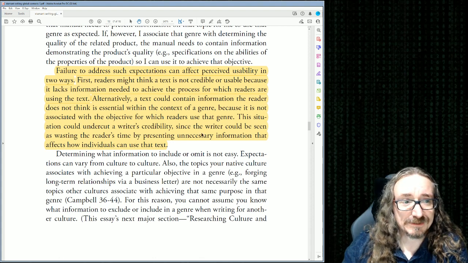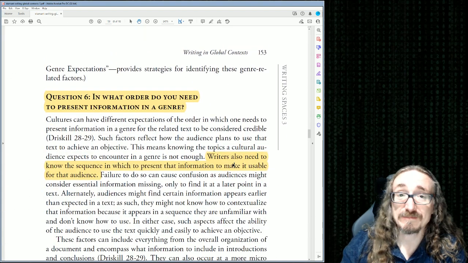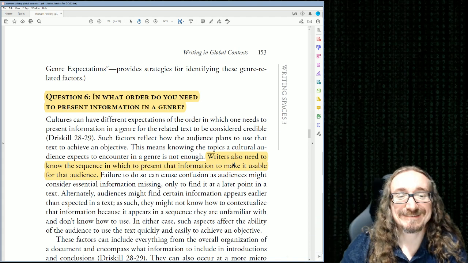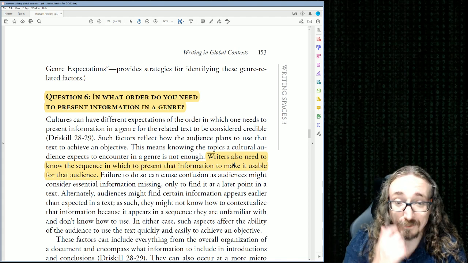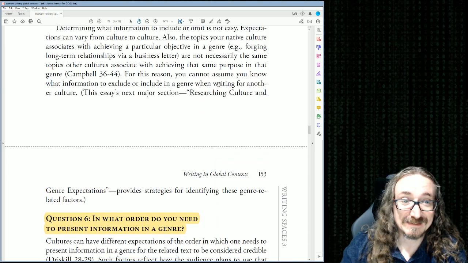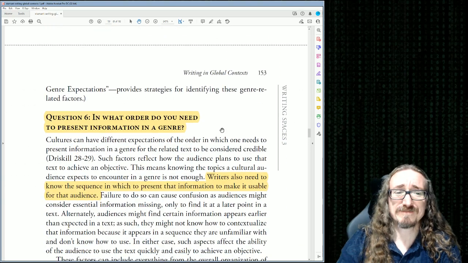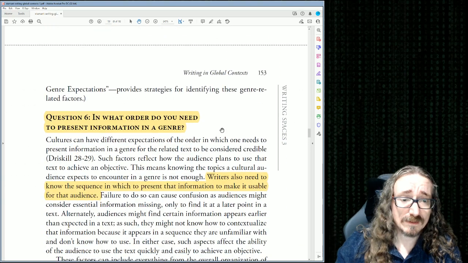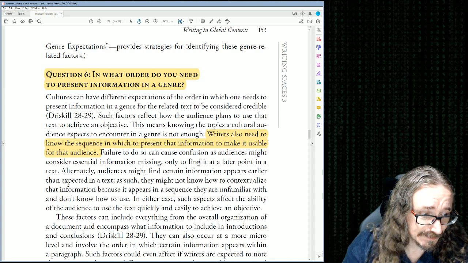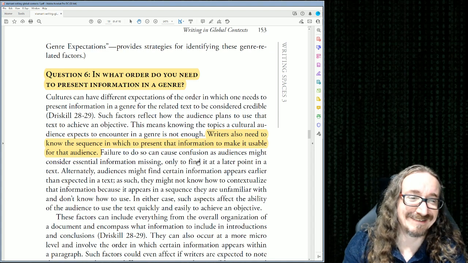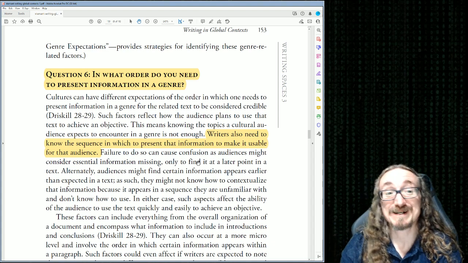A text could contain information the reader does not think is essential. All right, so sometimes I see resumes and they spend a lot of time talking about hobbies and things of that sort. And I'm like, it's interesting, I suppose, but is this really something that the employer wants to know? Or are they going to look at that and say, this doesn't really belong here. This person doesn't seem very familiar with how to do a resume. But again, in another culture, maybe that stuff would be critical. Maybe they would say, I don't really get a good sense of this person's hobbies. This is a bad resume. You'd have to familiarize yourself with the expectations of that culture.